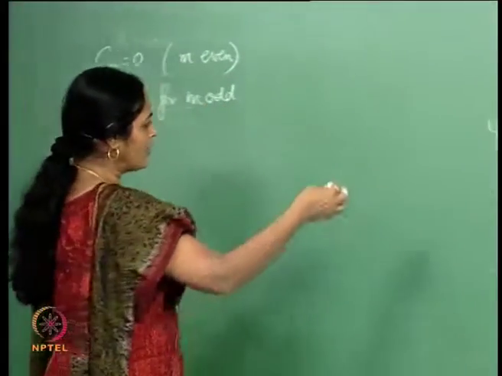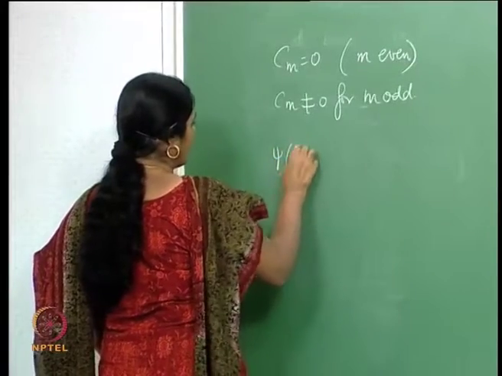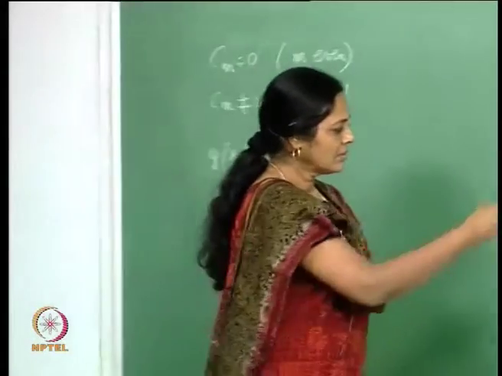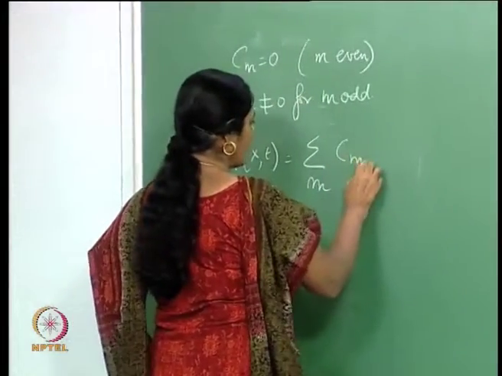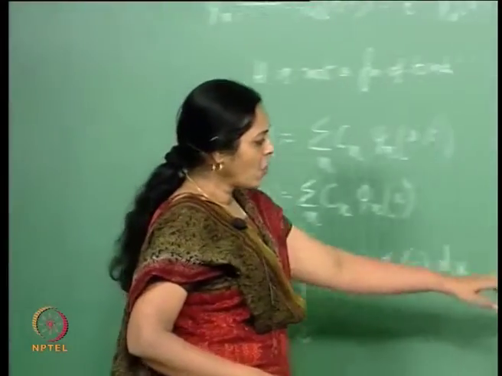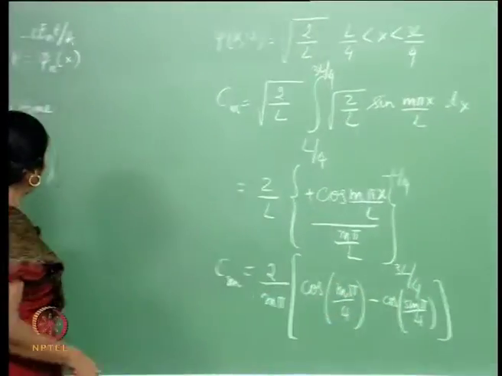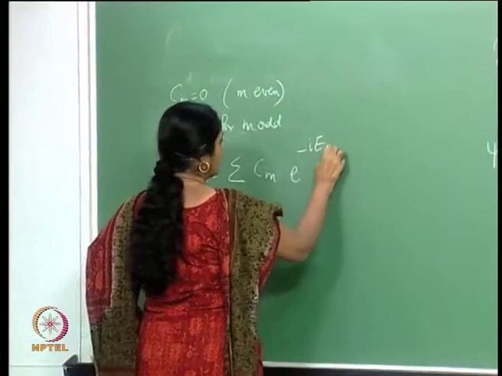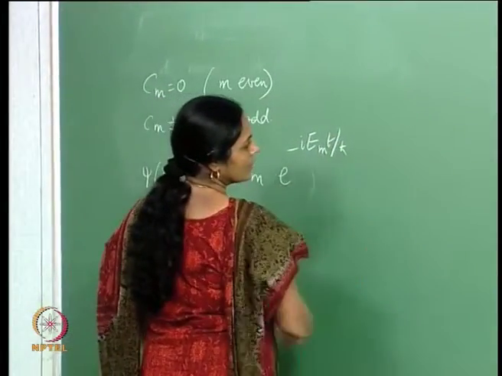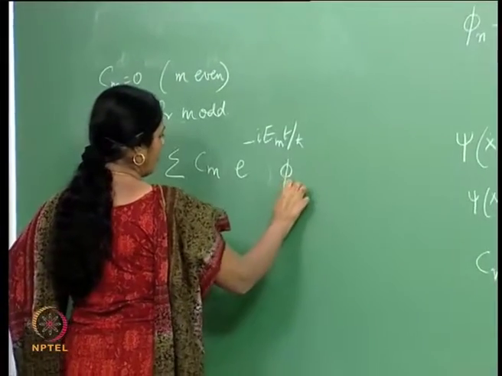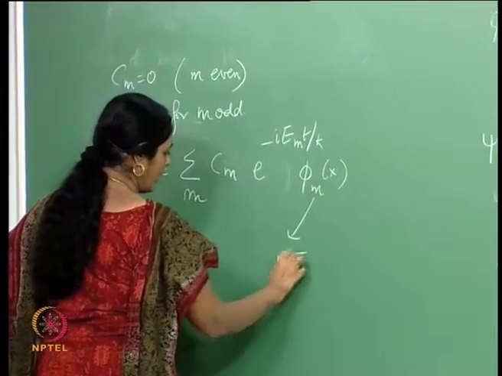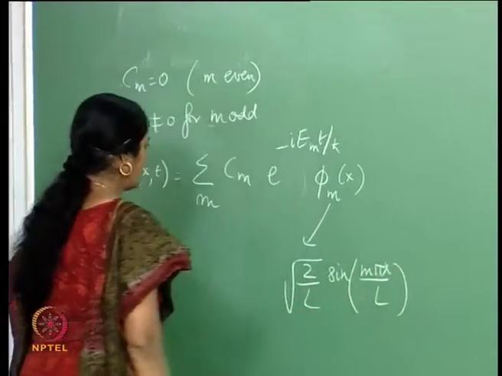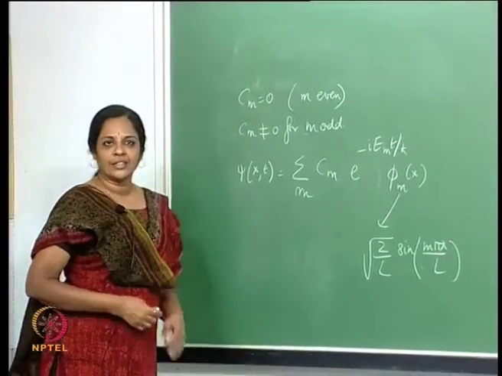Of course, m takes only integer values, so I can substitute now and get psi of x,t as a summation over m of 2 by m pi, so Cm is known, you can substitute: 2 by m pi times cos m pi by 4 minus cos 3 m pi by 4, e to the minus i E_m t by h cross, phi m of x, which is known. Phi m of x is root of 2 by L sine m pi x by L, and therefore, you find psi of x,t.